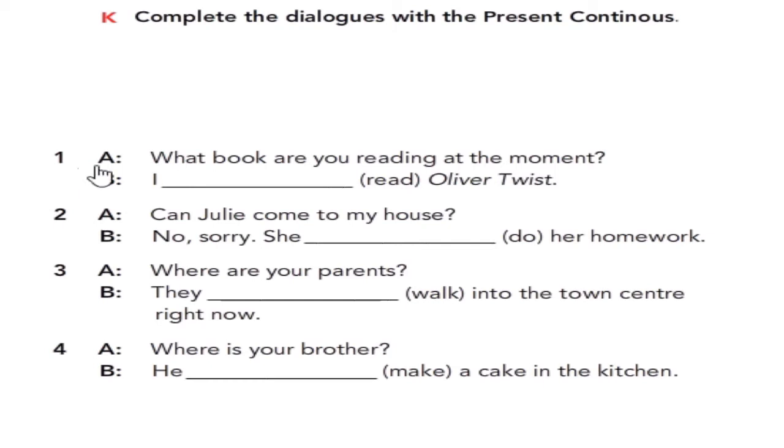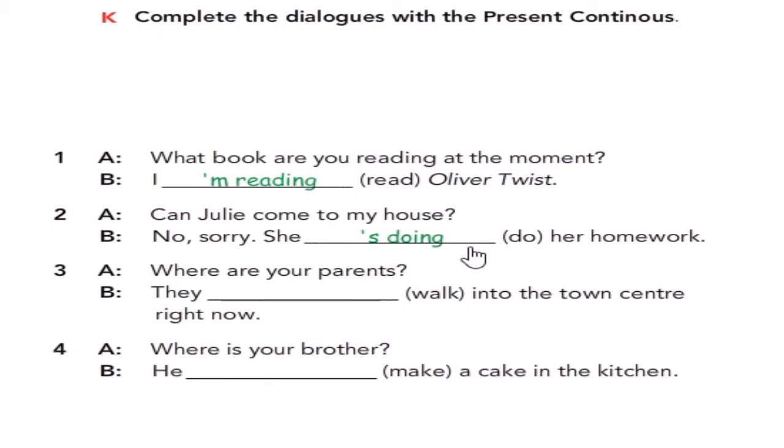Number 1. A. What book are you reading at the moment? B. I read Oliver Twist. Well, B. I'm reading Oliver Twist. Excellent. 2. A. Can Jolly come to my house? B. No, sorry. She, between brackets, do her homework. She is doing her homework.